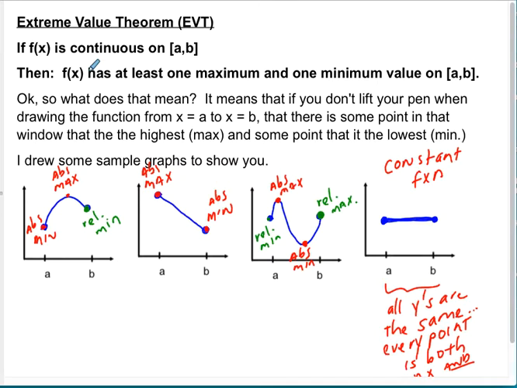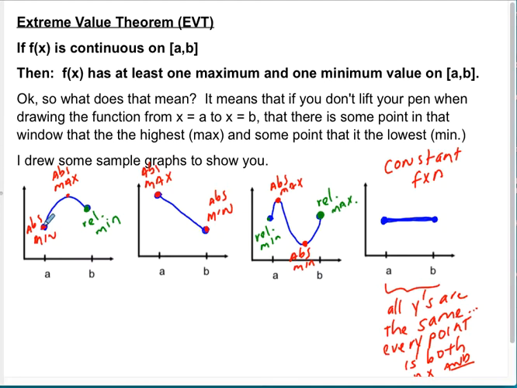It means that if you don't lift your pen up, because that's the continuous part, while drawing from A to B, then at some point there has to be a highest and lowest value in that window. So I drew some samples, including the one that tends to throw people off. We'll talk about absolute, global, versus relative and local in a minute, but essentially, I did in red the absolute values, meaning the highest and lowest around.